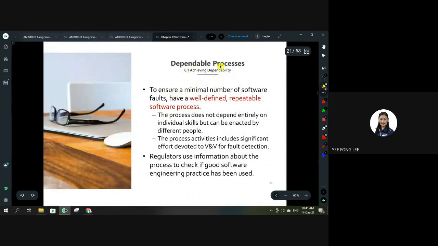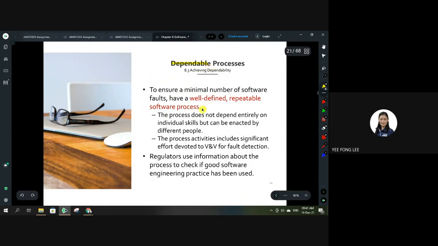Ensure a dependable process, ensure a minimal number of software faults, a well-defined, repeatable software process. Okay, this is the dependable software process. Dependable software processes are the software processes that are designed to produce dependable software.